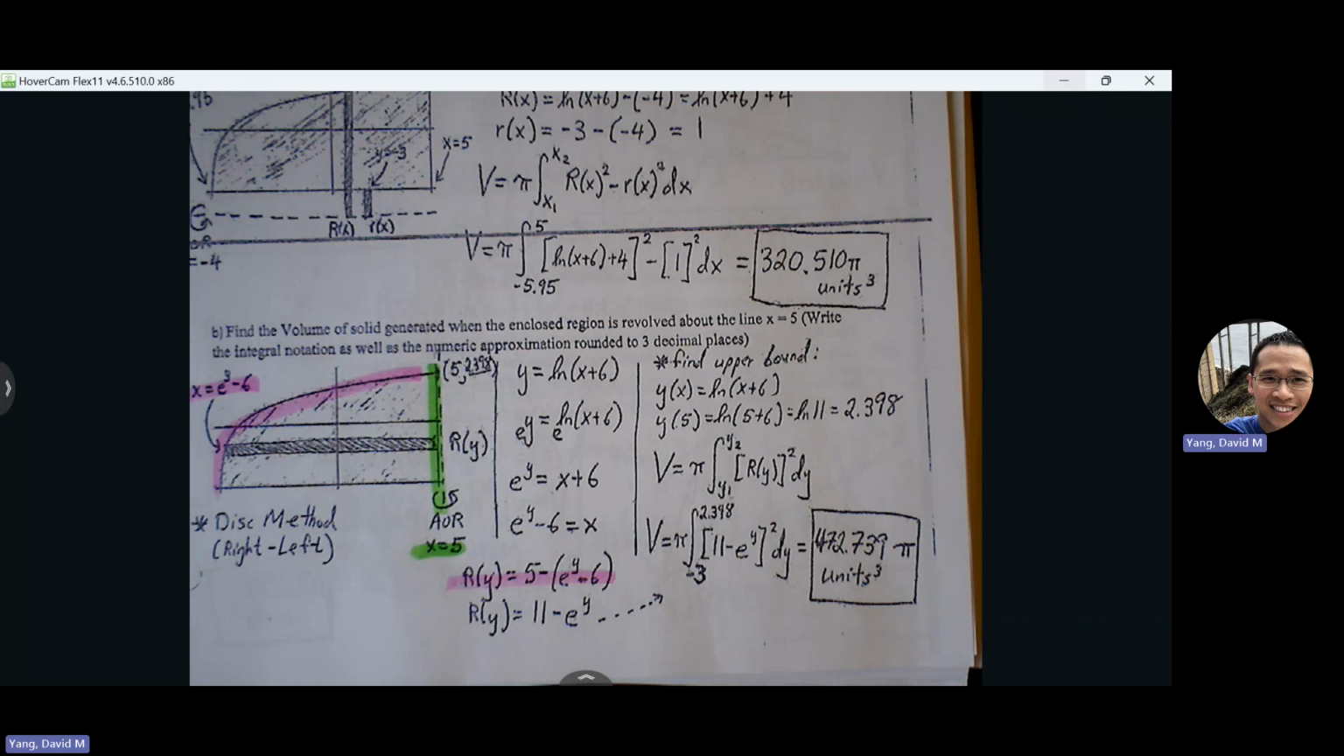Yeah, same shaded region. So you can reuse a lot of information, but pay attention to which direction you want to draw your base length.